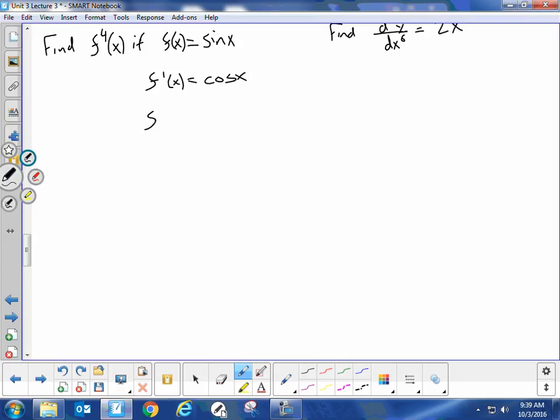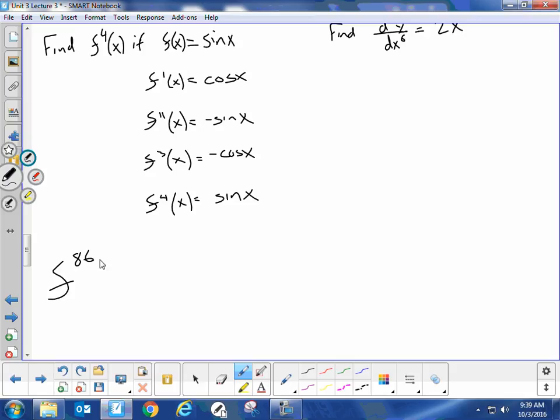Sine is correct. My first derivative is cosine. My second derivative would be negative sine. My third derivative, you can either do 3 tick marks or the 3, would be negative cosine. And then my fourth derivative would be positive sine. So we're kind of back to where we start after 4 derivatives. We're back to sine. So we can use that knowledge to find the 86th derivative of sine. Go.